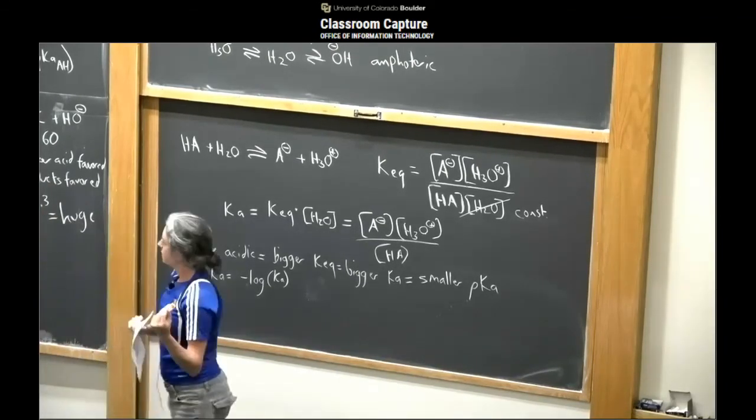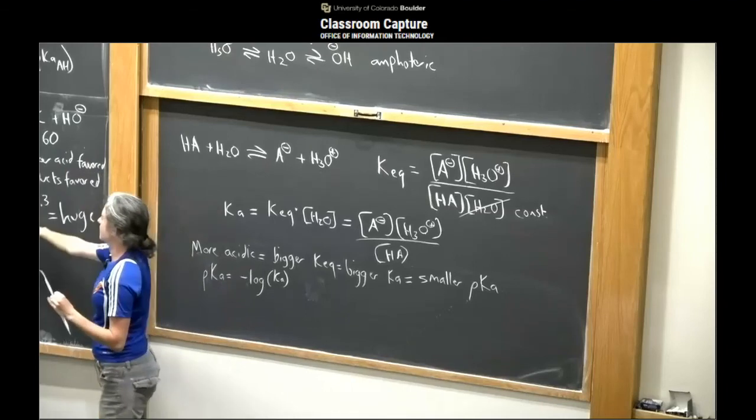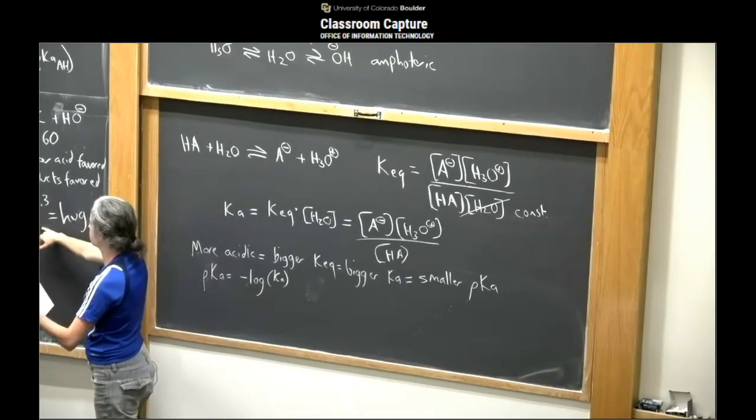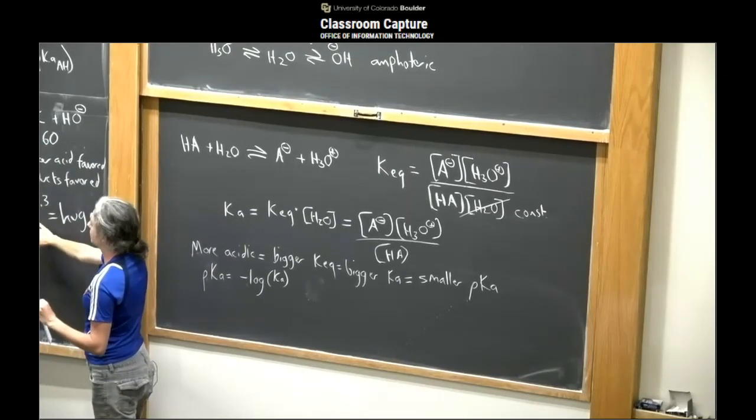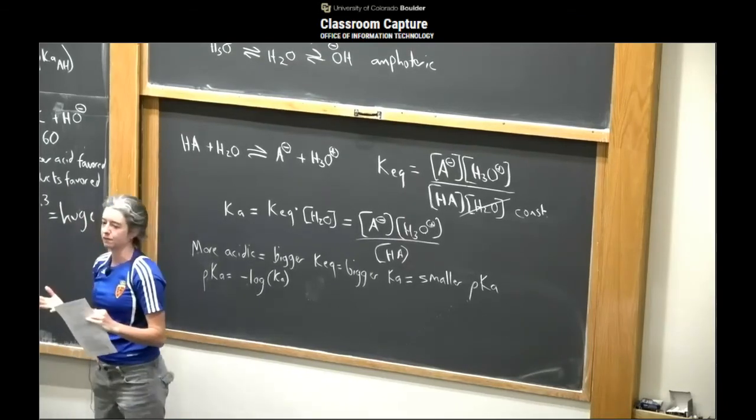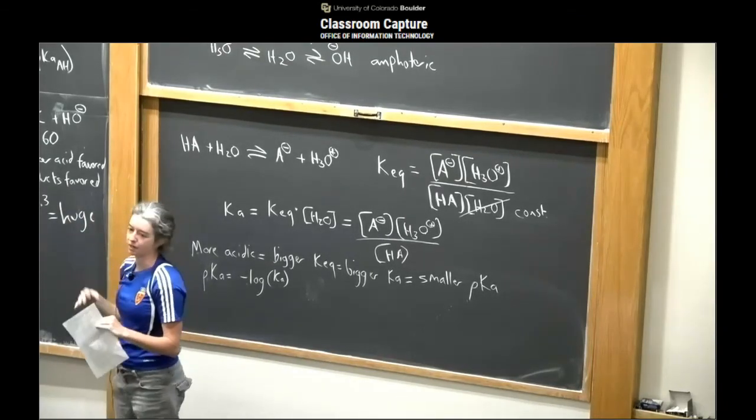I skimmed through the last part of the bottom of page 6, but that should be enough that you can answer questions about which side is favored in the equilibrium, products or reactants.